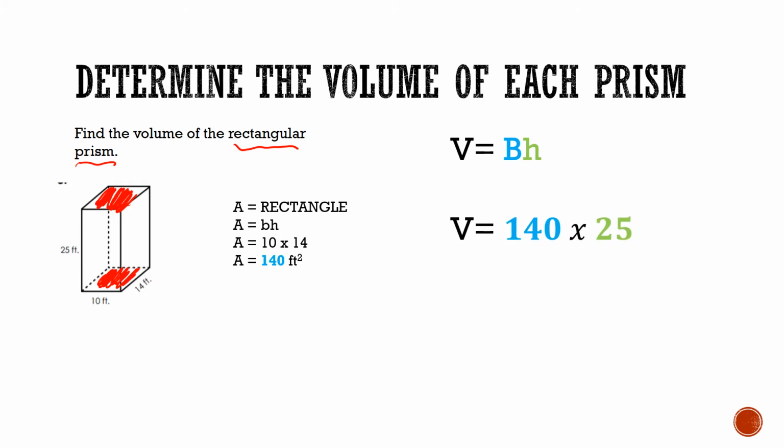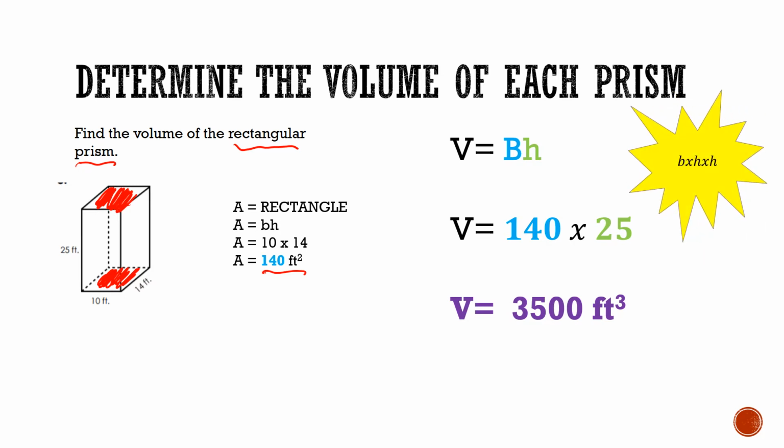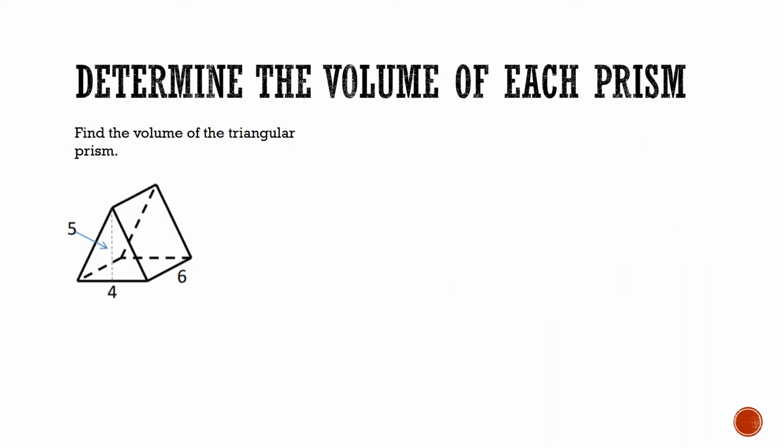And then we go ahead and continue. Volume equals 140. Remember, that comes from here, and we plugged it in with our big B, times 25, which is the height of the prism. And our answer, we multiply those two things, we get 3,500 cubic centimeters. Remember, another way we could do this is base times base times height. So we would do 10 times 14 times 25. We should still get the same answer. That's just a hint you can use.